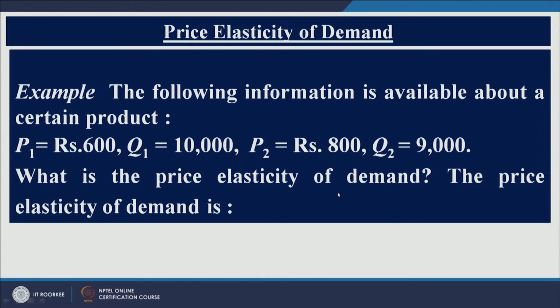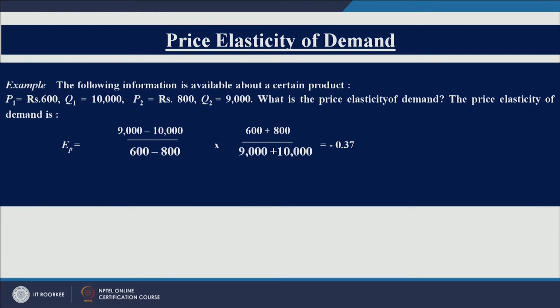It is very simple, Q2 minus Q1, right. So, this is minus 1000 divided by P2 minus P1, which is 200, right, and remaining calculations can be done very easily, right. So, what is the answer? Yeah, here it is, right.